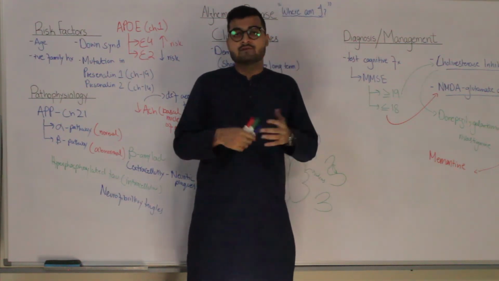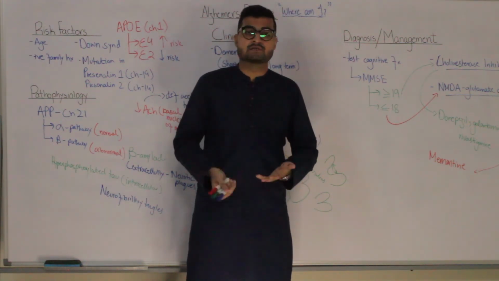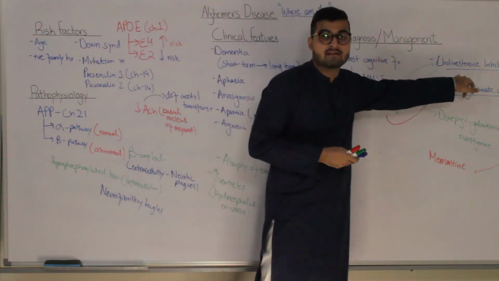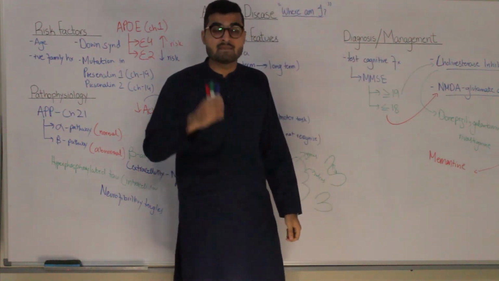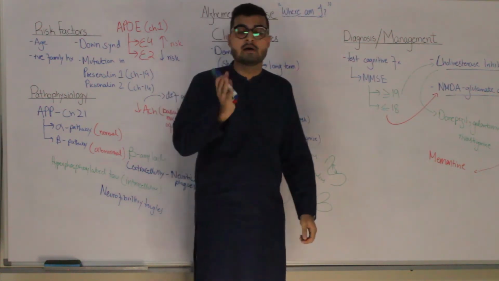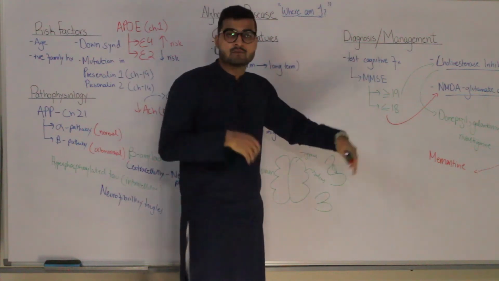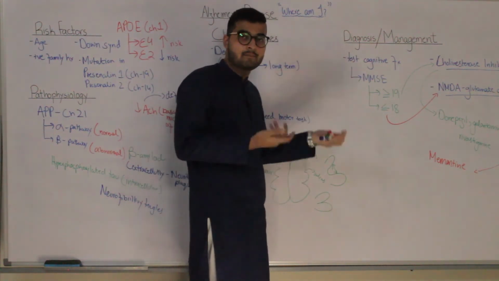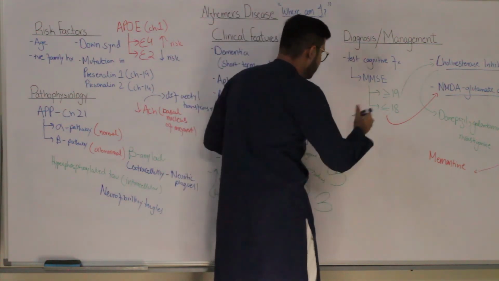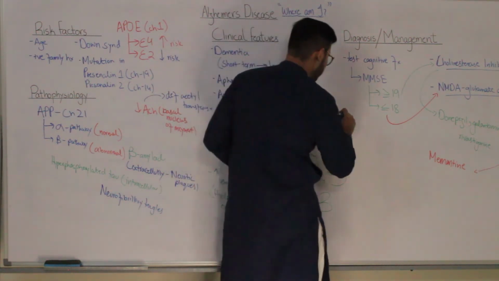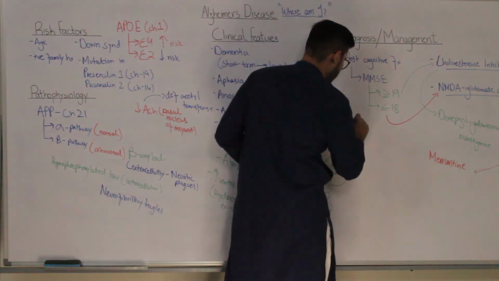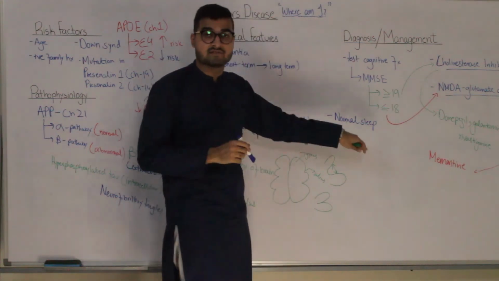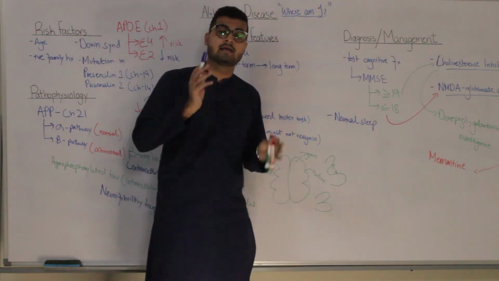So if anyone asks you what would be your management in a patient of mild or moderate Alzheimer's disease, what would you say? You give them cholinesterase inhibitors if you were to give them a pharmacotherapy drug, because you can also manage the patient by improving their lifestyle. What you can do in a patient of Alzheimer's disease is advise them to maintain a normal sleep schedule. You try to counsel them for a normal sleep schedule, a healthy lifestyle and everything.